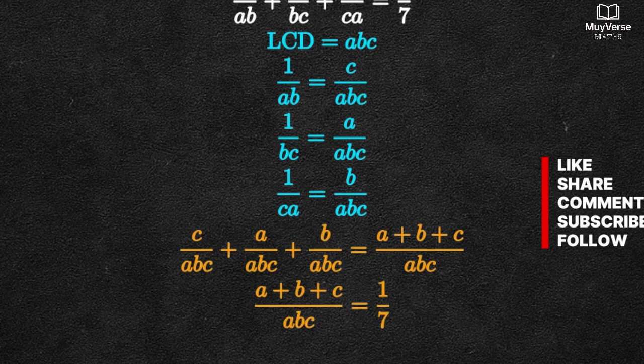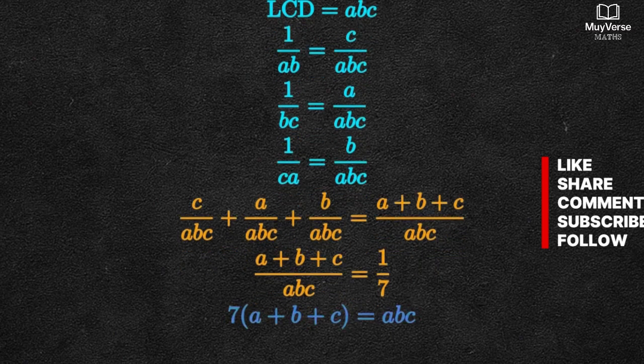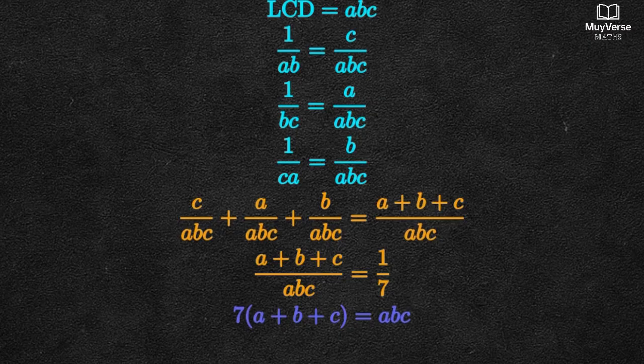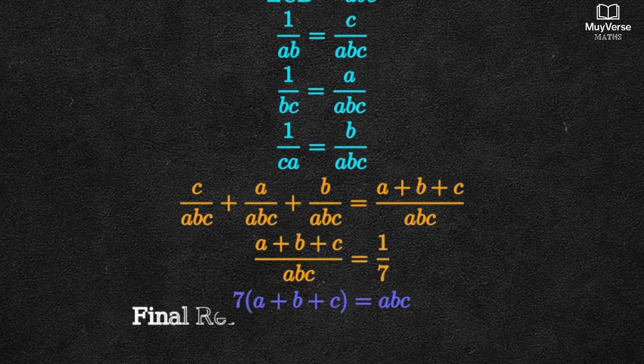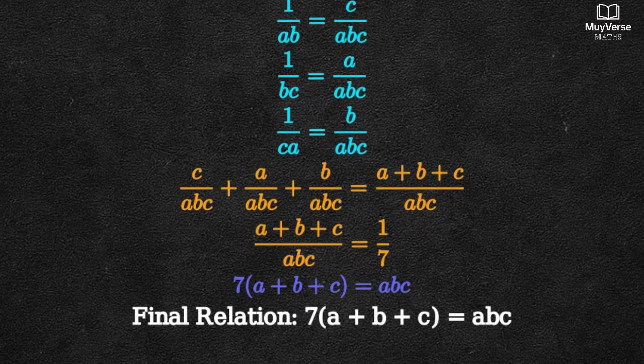To clear the fractions, we cross multiply. 7 times the quantity A plus B plus C equals ABC. This shows the relationship. The product ABC equals 7 times their sum, A plus B plus C. This completes the step-by-step solution.